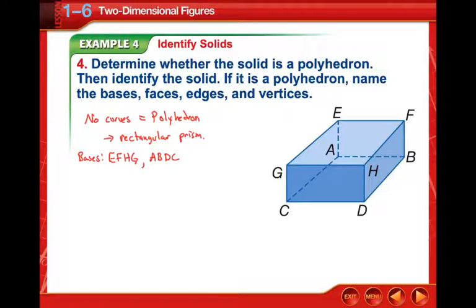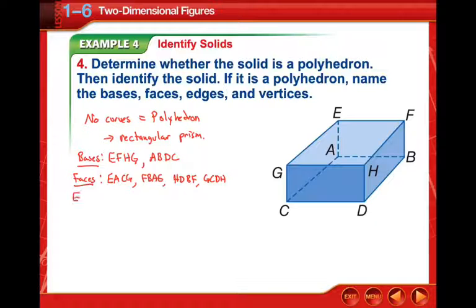Got to go around it. I know it's not alpha order, but you got to go around instead of going in alpha order. So those are the bases. Now we got to do the faces. Those are the other sides. So there's 4 of them. So E, A, C, G, F, B, A, E, H, D, B, F, and G, C, D, H. Those are our 4 faces going around the outside.